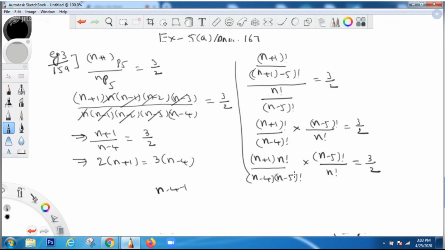Here the technique is we should convert them into the factors where they will get cancelled. Sir, for n minus 5 factorial, we can do the same, no? They will cancel. So what is left over now? n plus 1 divided by n minus 4 is equal to 3 by 2.